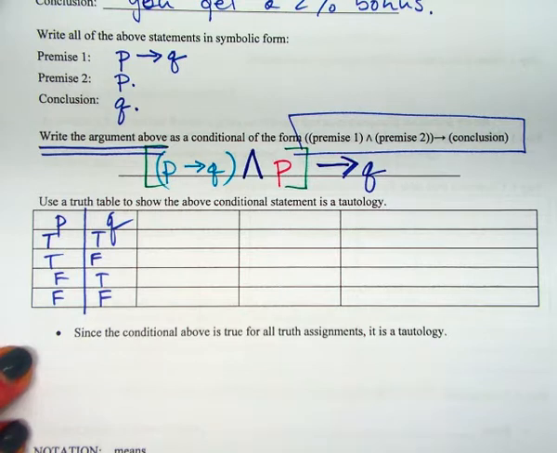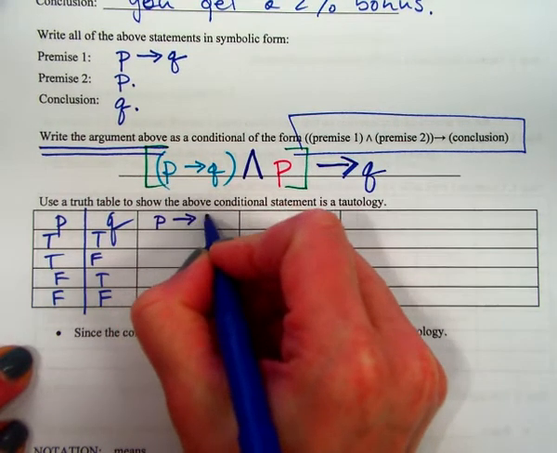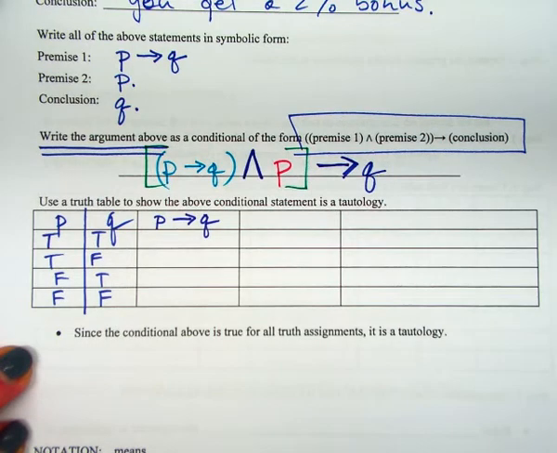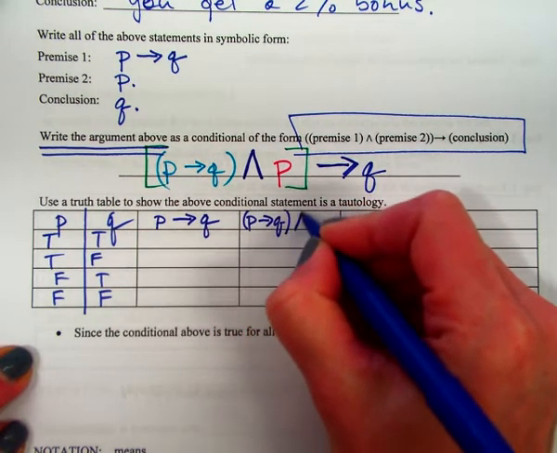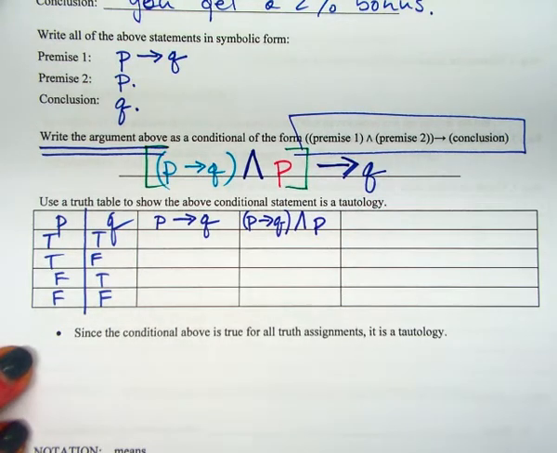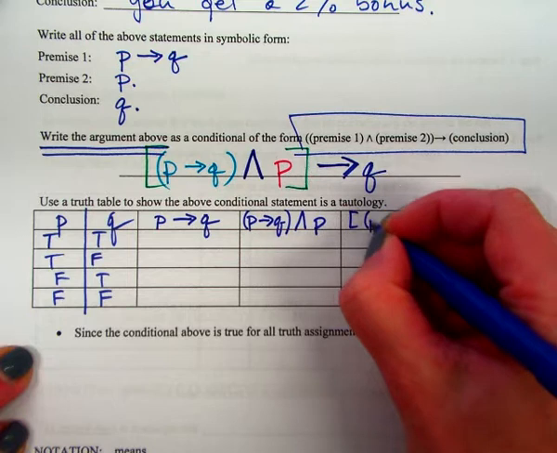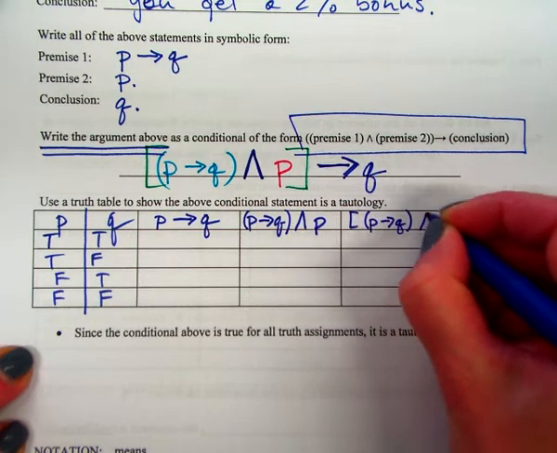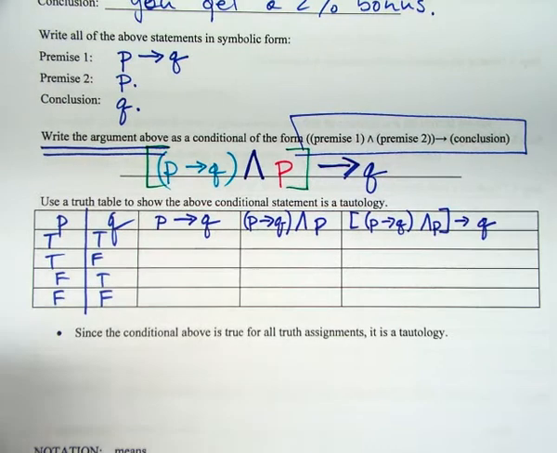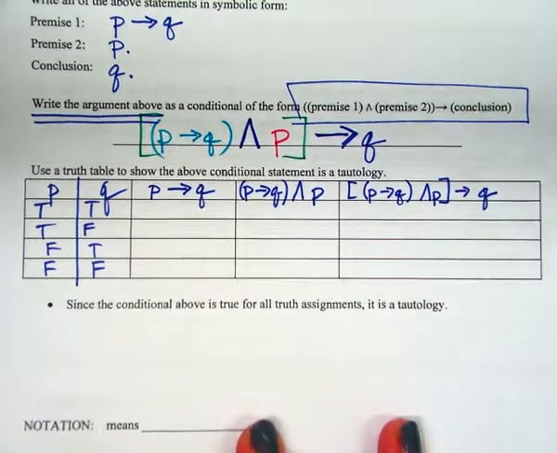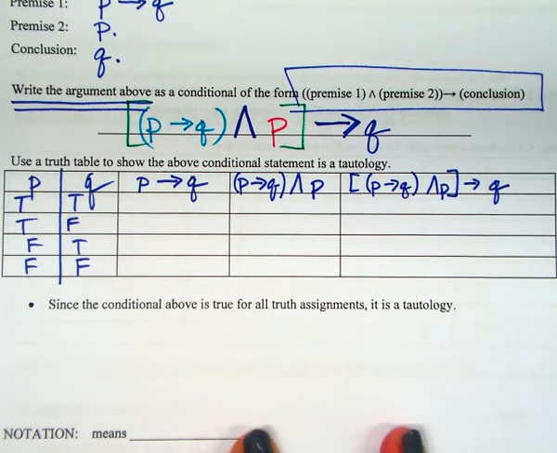And then we build the truth table. So the first thing that we're going to do is the if P then Q. Then I'm going to do the brackets, which is if P then Q and P. And then the whole thing, so you have to rewrite the whole thing. And then, you guys ready?